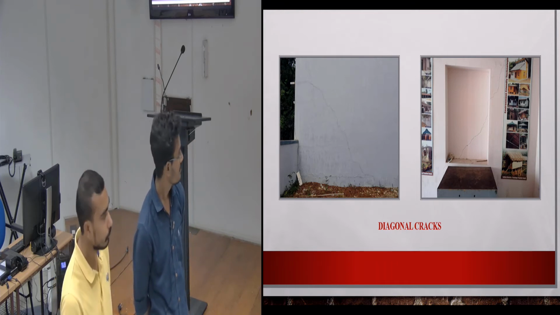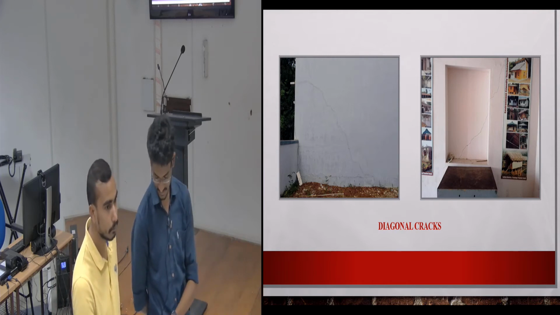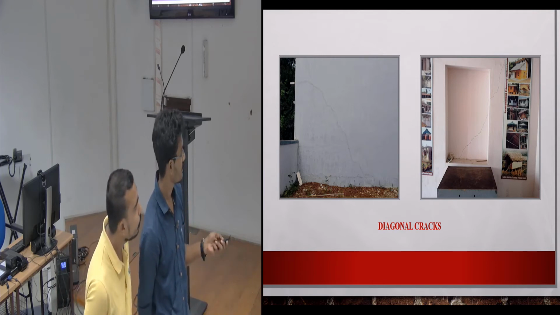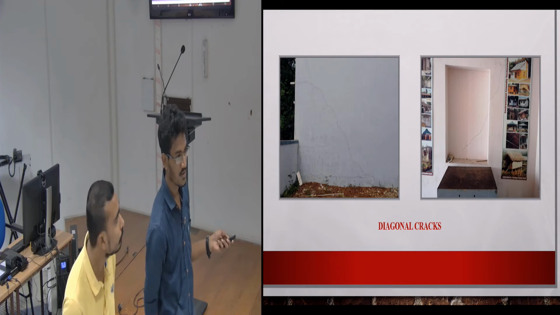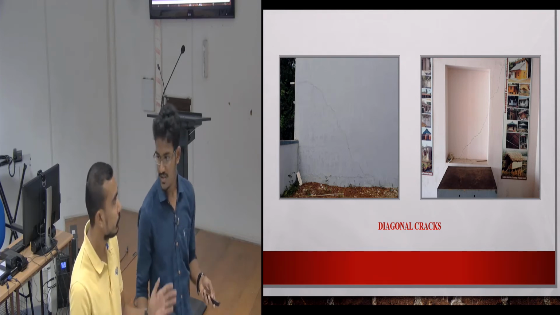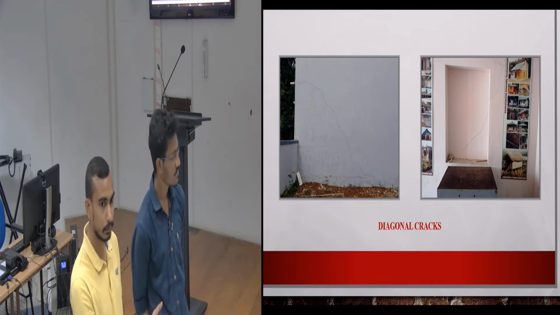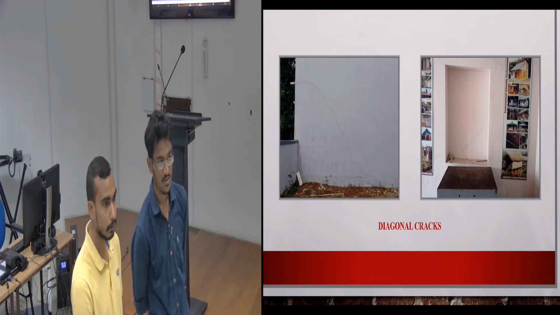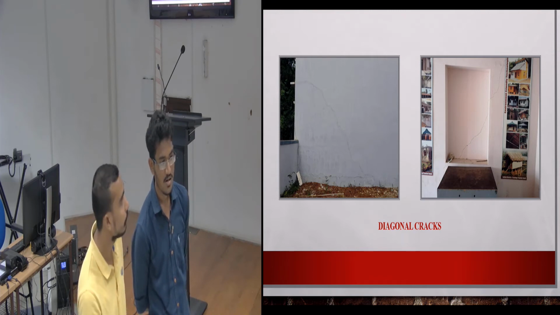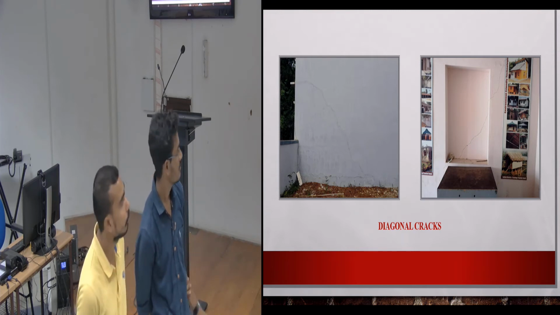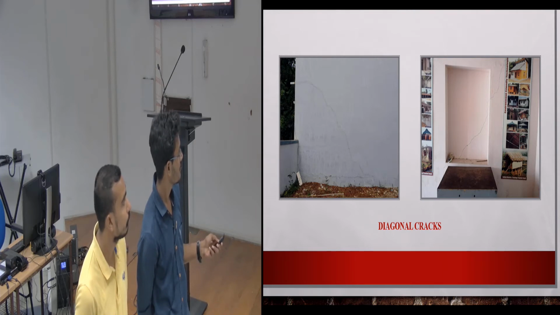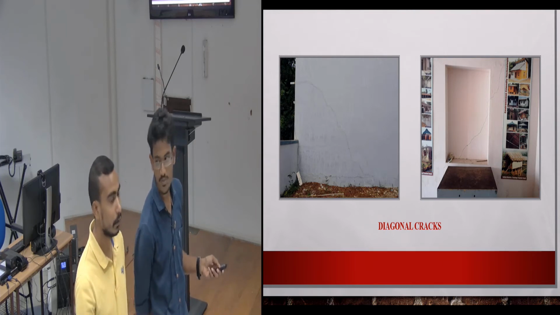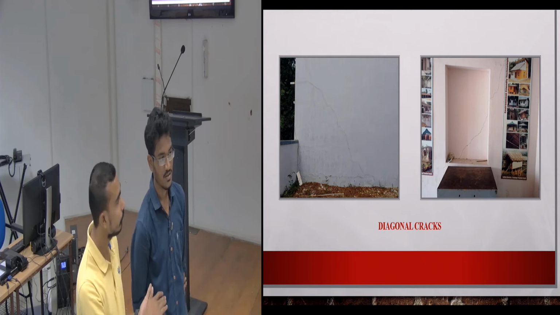But the other one, this one, it cracks through, I don't know what. Actually, what location is this? Sir, the second one, it's a ground floor passage. Seminar hall. Okay, but what is that square portion? What is that rectangular portion? We are unable to visualize.